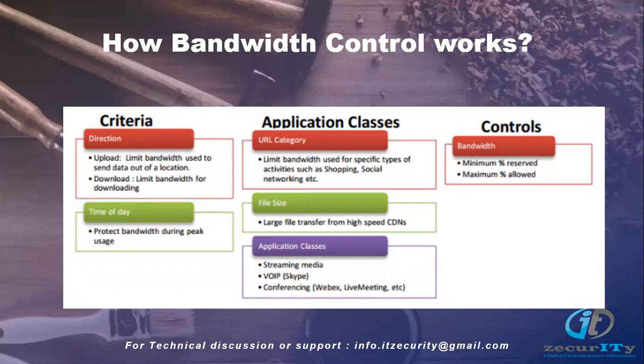Application classes you can define, and you can apply those classes in the bandwidth control policies to limit them. Limit the bandwidth used for specific types of categories like shopping, social media, streaming media, etc. And you can put your application controls over there. And bandwidth controls are of two types: minimum reserved bandwidth and maximum allocated bandwidth.